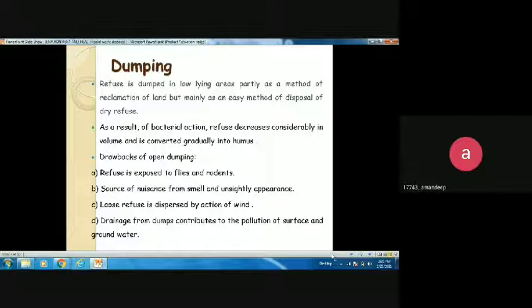Drawbacks of open dumping. A. Refuse is exposed to flies and rodents. B. Source of nuisance from smell and unsightly appearance. C. Loose refuse is dispersed by action of wind. D. Drainage from dumps contributes to the pollution of surface and groundwater.